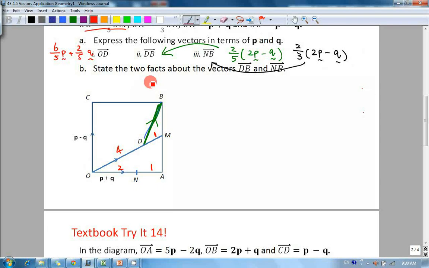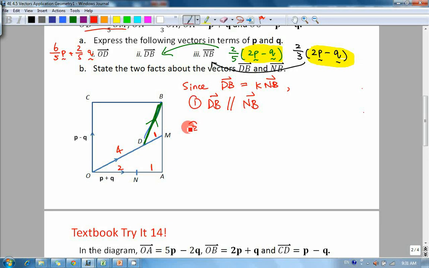Okay, last part. They want you to state two facts about DB and MB. Actually, from here you can see they have the same direction, 2P minus Q, just that the scalars 2/5 and 2/3 are different. So actually from here we know that since DB can be expressed as K times MB, therefore DB must be parallel to MB. This is one fact.